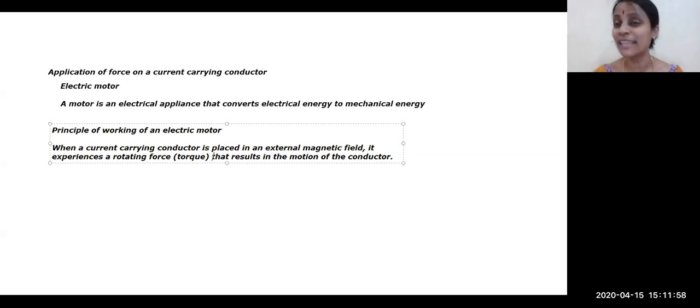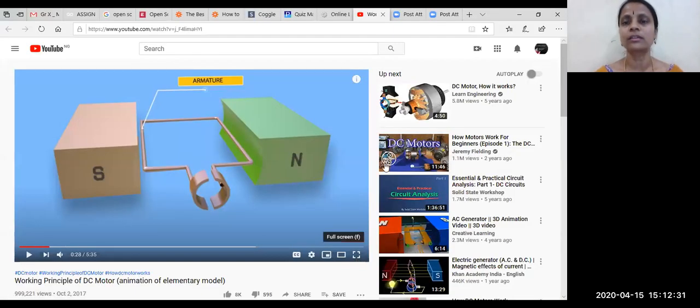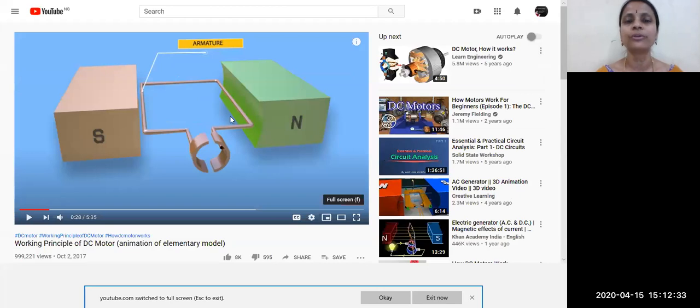That's a rotating force. So when a rectangular coil of a conductor is placed in an external magnetic field and current flows through it, due to the interaction between the magnetic field due to the current carrying conductor and the magnetic field in which it is placed, the conductor is going to experience a rotating force. Now I'm going to show that to you in a very short video, right? So this is the video that I would like you to see now.